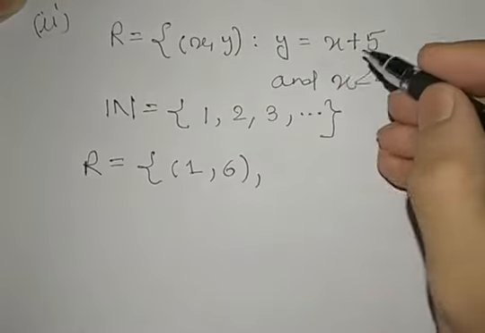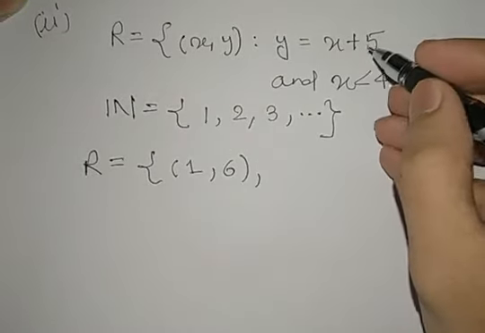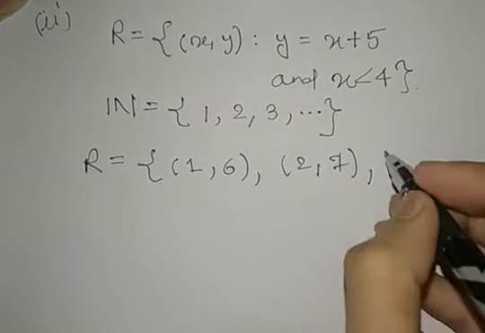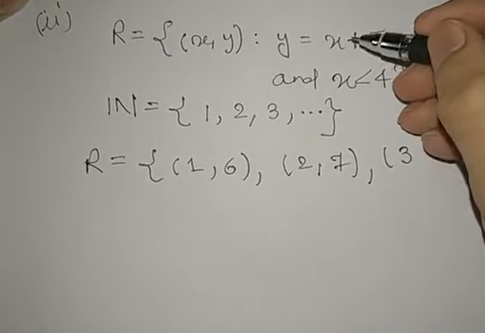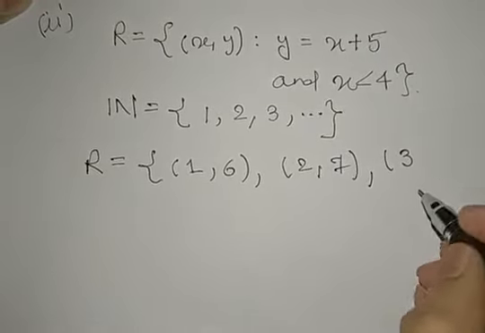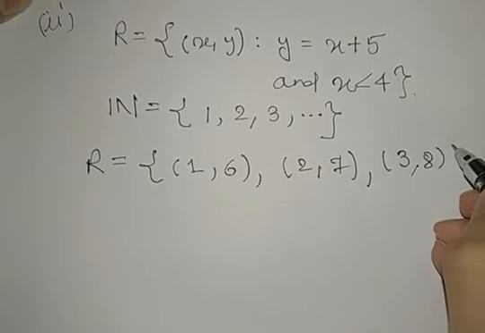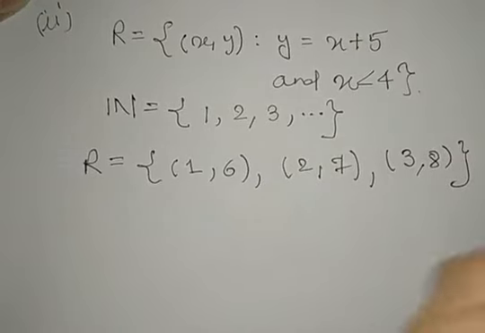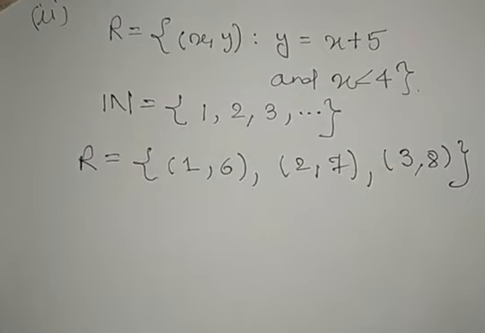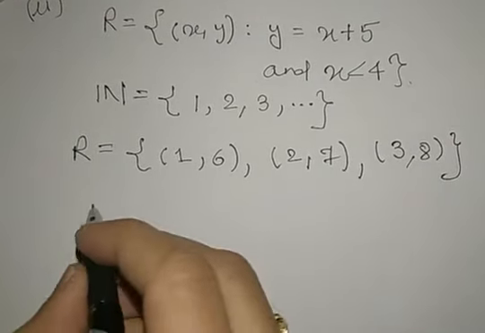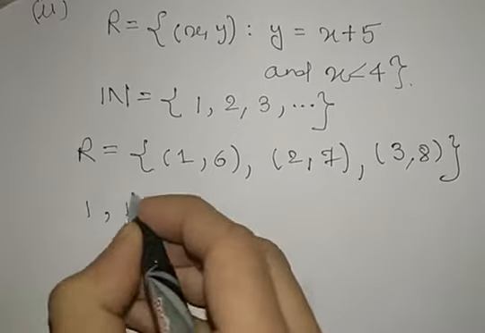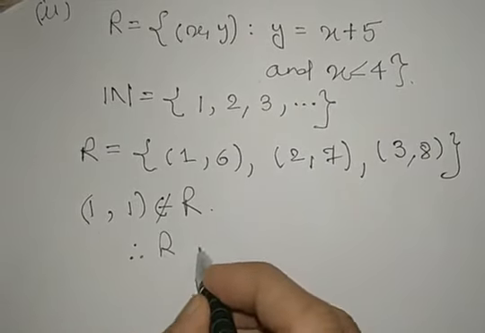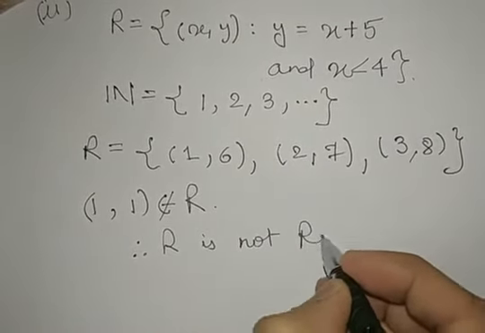Then you go to 2. If you substitute 2 here, you will get 2 plus 5, that is 7, so you will get (2, 7). Similarly, if you substitute 3 here, you will get 3 plus 5, that is 8, so (3, 8) will be there. These are the elements, since x is less than 4, so only 3 elements in the set R. You can see that (1, 1) doesn't belong to R, therefore R is not reflexive.